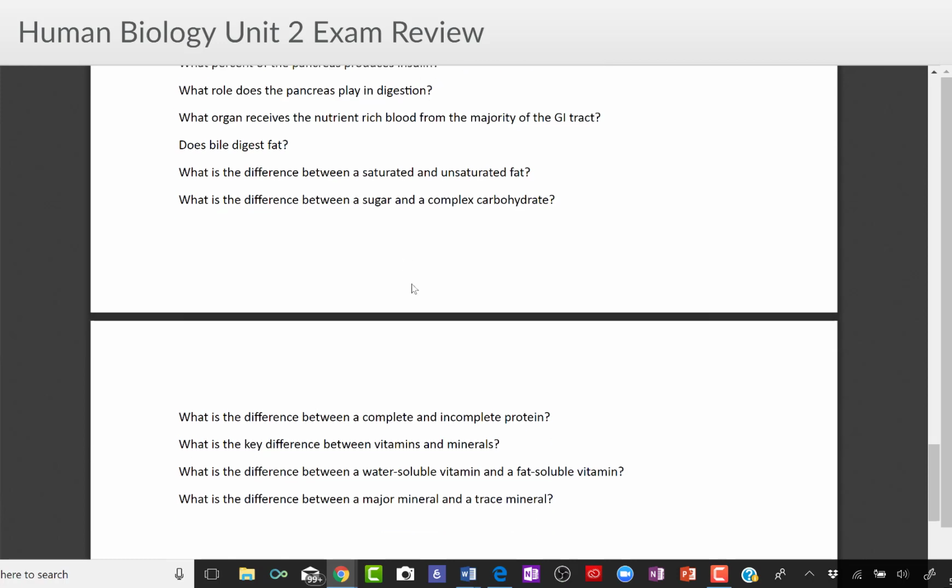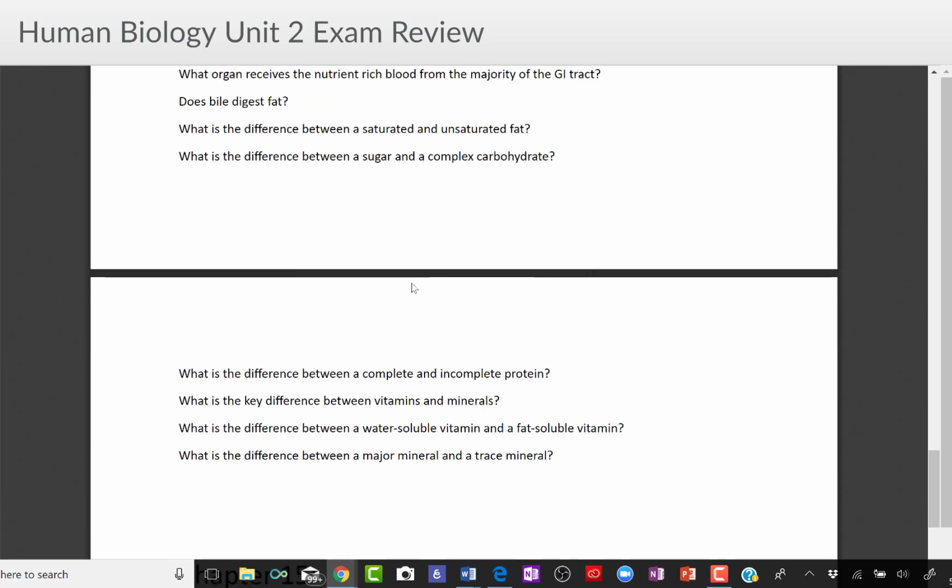All right, now some nutrition stuff. What's the difference between a saturated and unsaturated fat? Saturated fats are saturated with hydrogens. What that means is there are no double bonds, and these are going to be solid at room temperature. They're very stable fats.